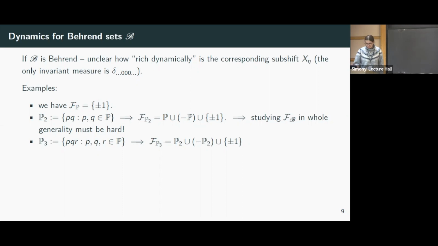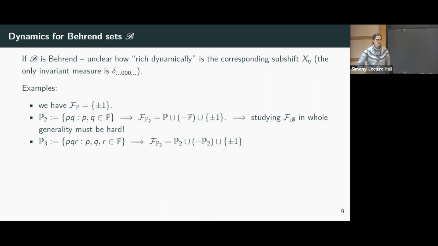The easiest example is just primes. The corresponding set of B-free numbers is just a two-element set consisting of plus and minus one, so this can be finite. But once you start changing your Barron sets, things get complicated quite immediately. For example, if you take semi-primes, then the corresponding set of B-free numbers is essentially prime. So questions here must be hard.